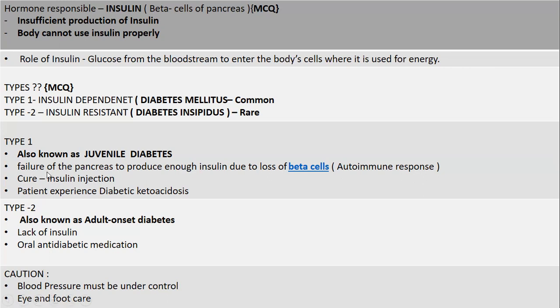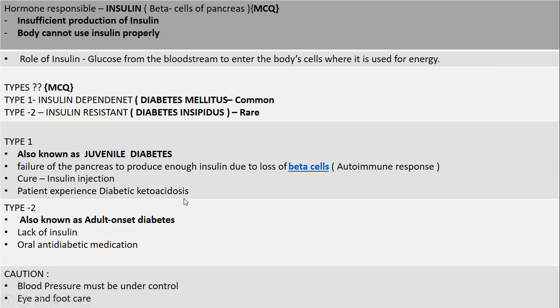Then there is the failure of the pancreas to produce enough insulin due to the loss of beta cells. As I already said, the beta cells of the pancreas secrete insulin, and the problem might be insufficient production of insulin. So this type 1 is caused by that. Its cure is that the patient might take insulin injections, and the patient experiences diabetic ketoacidosis.